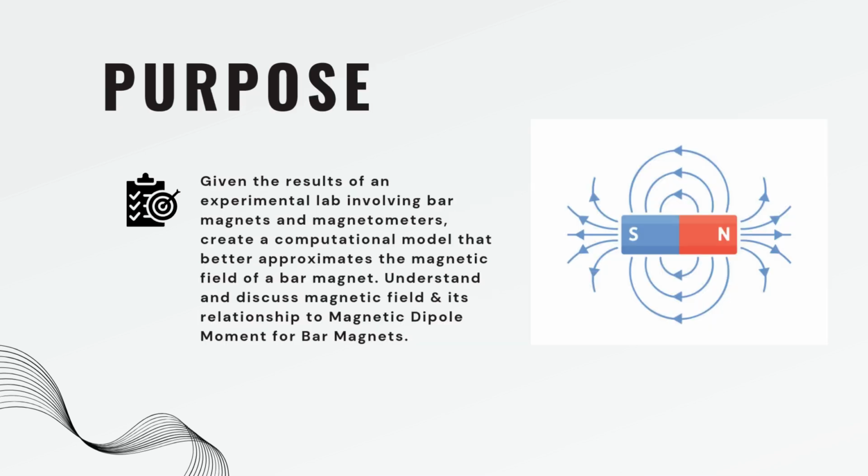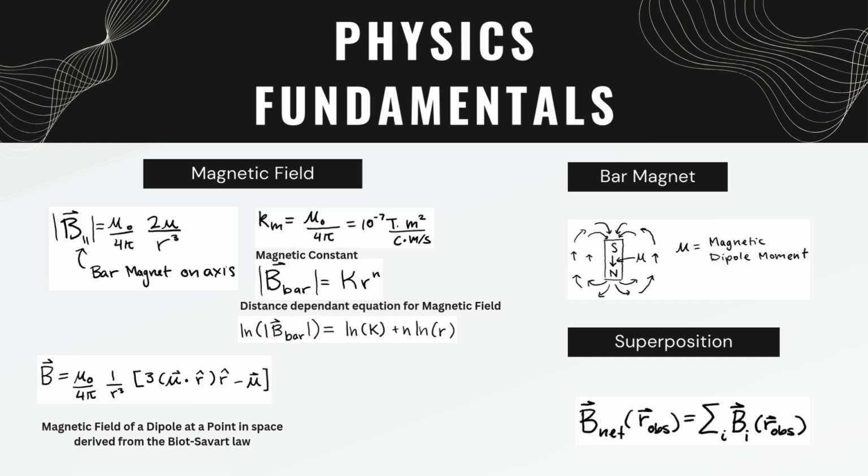Given the results of an experimental lab involving bar magnets and a magnetometer, create a computational model that better approximates the magnetic field of a bar magnet. Understand and discuss the magnetic field and its relationship to the magnetic dipole moment for bar magnets. For the fundamentals of this lab, there are three major topics.